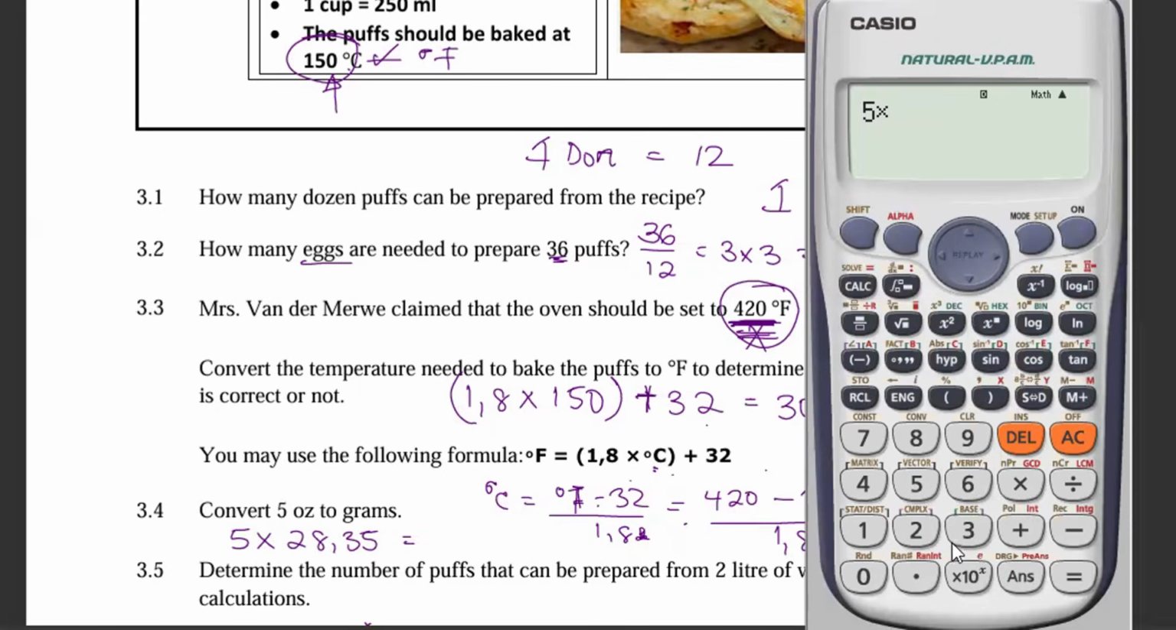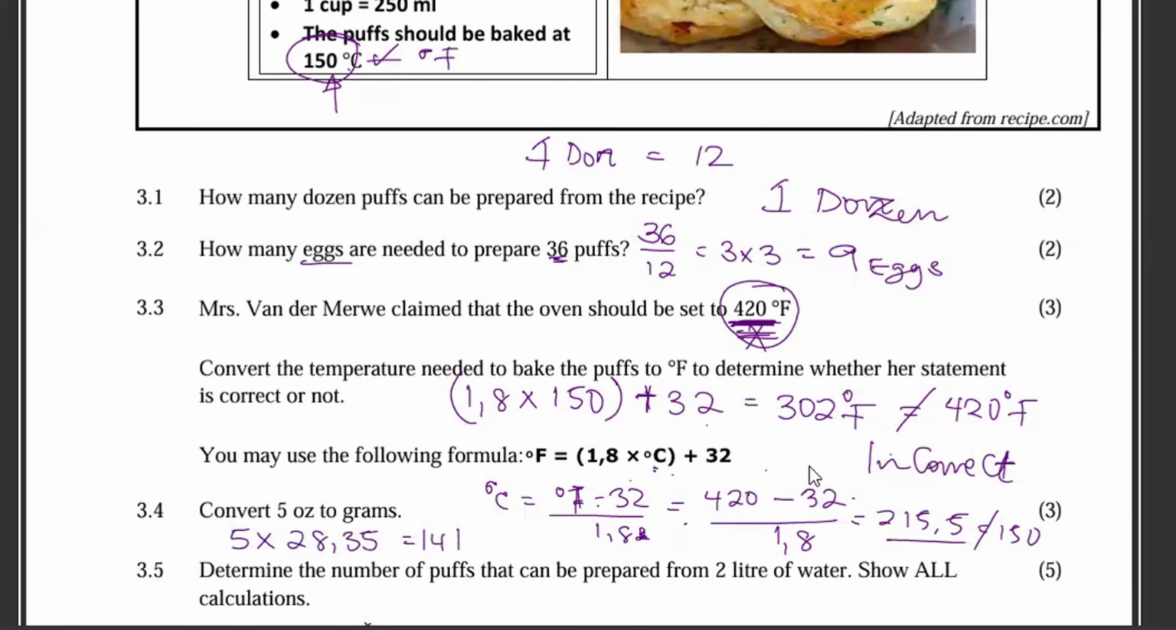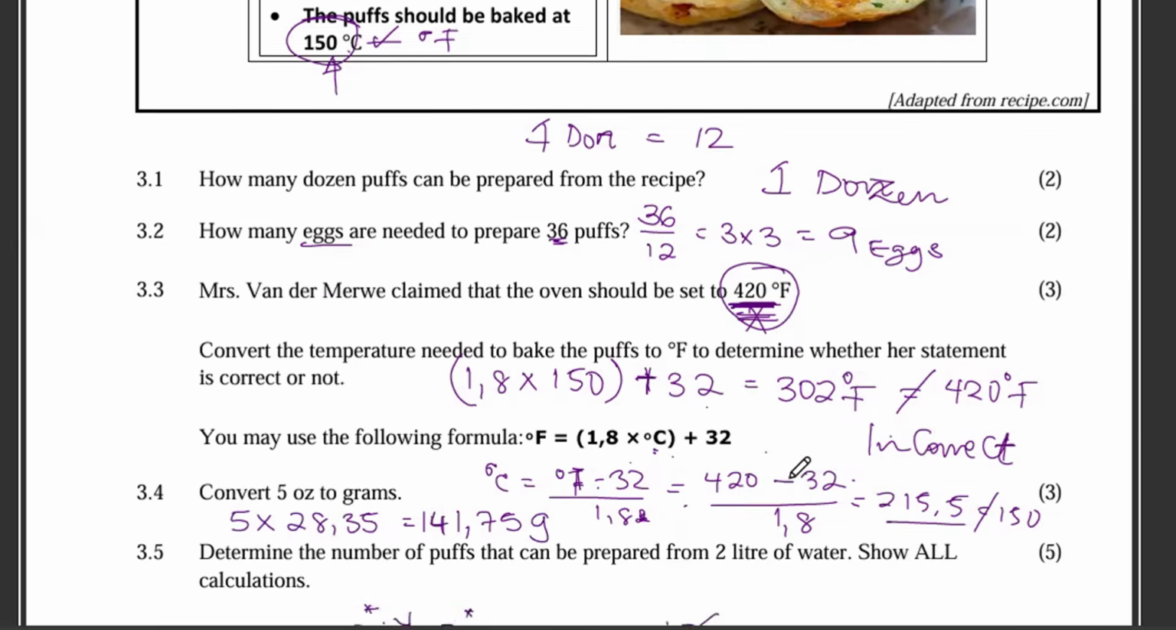5 times 28,35. And the answer becomes 141,75. These are grams. This is what they wanted. Okay, let's go to the question now, 3.5.